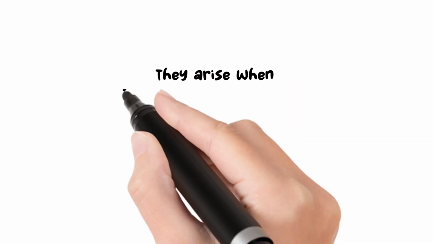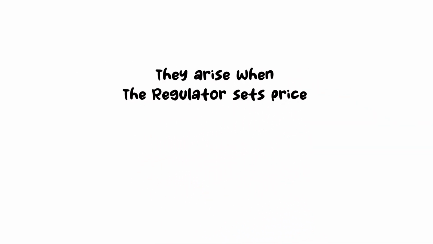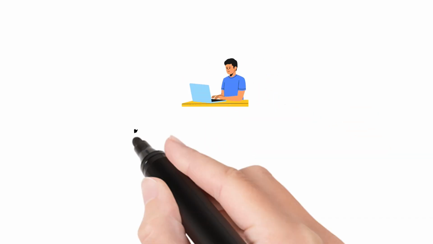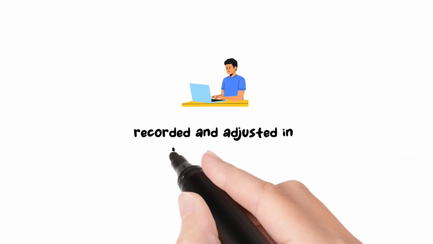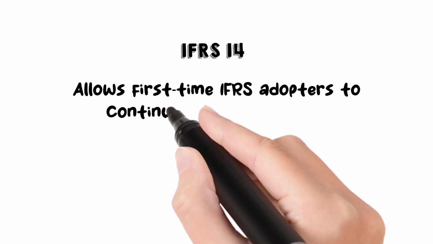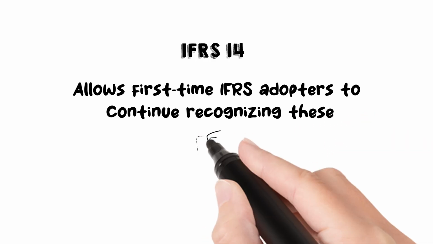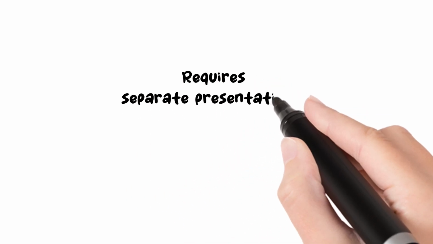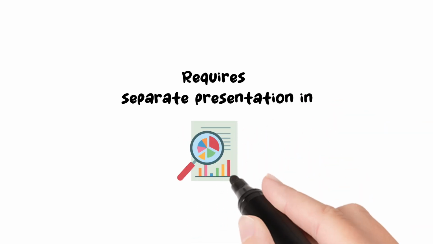They arise when the regulator sets price, tariff. Actual cost is not equal to allowed revenue. Differences are recorded and adjusted in future pricing. IFRS 14 allows first-time IFRS adopters to continue recognizing these deferral balances. It requires separate presentation in financial statements.